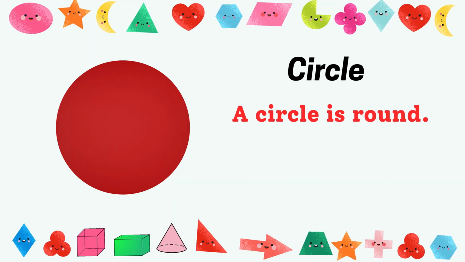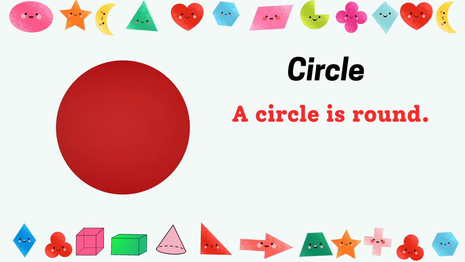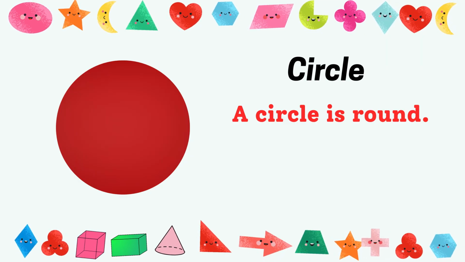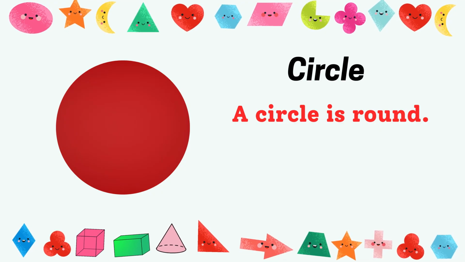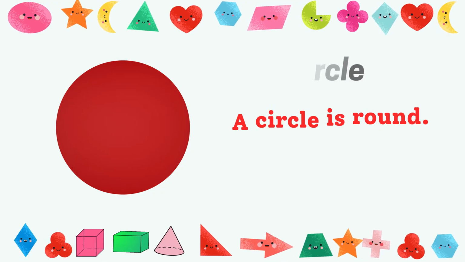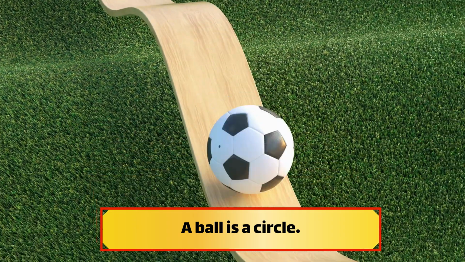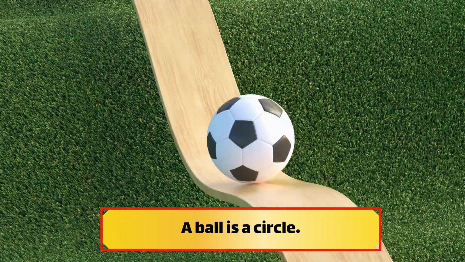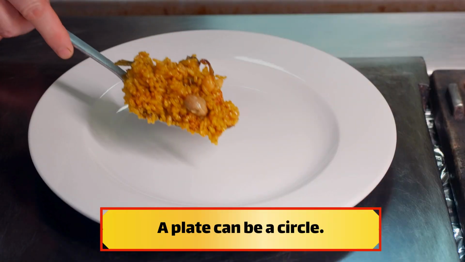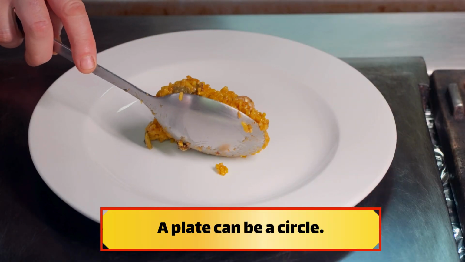Circle. A circle is round. A ball is a circle. A plate can be a circle.